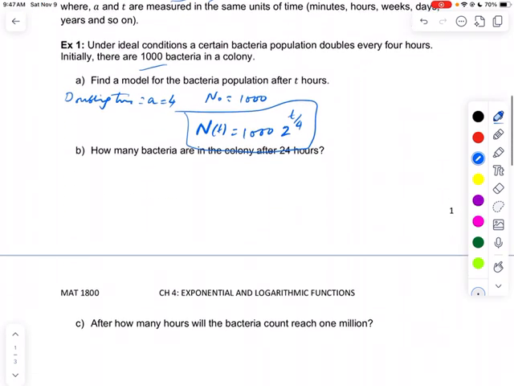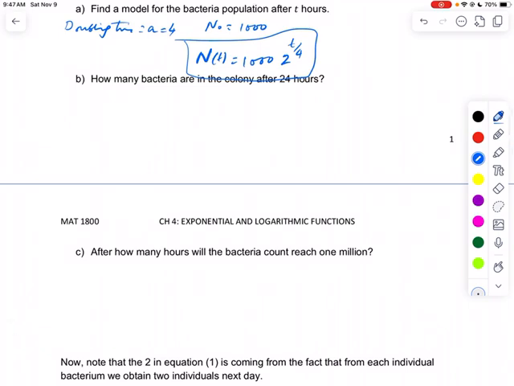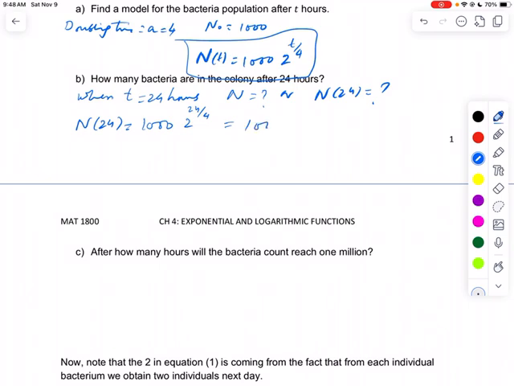Now the B part says how many bacteria are in the colony after 24 hours. Basically it's asking when t is 24 hours, N is equal to what? You just plug in 24 for t, so N of 24 equals question mark. N of 24 will be equal to 1000 times 2 raised to the power 24 over 4, which is 1000 times 2 raised to the power 6. We calculated 2 raised to the power 6 in the beginning, so this will be 1000 multiplied by 64, or 64,000. Makes sense?